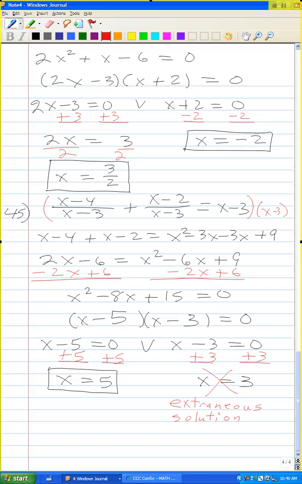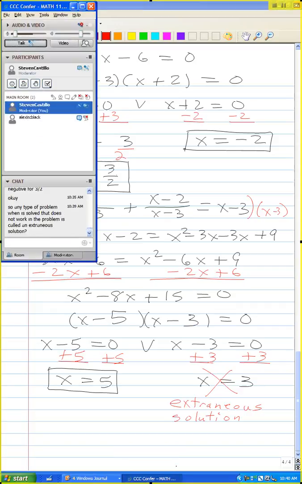So I have to check in the original problem to see that the solution that I've obtained through this technique actually works. Because sometimes the solution that I obtained just doesn't work, as in this case. So you must always check to see that the solution that you obtained actually works. So any solution to a technique that is not a solution to the original problem is called extraneous. Correct.